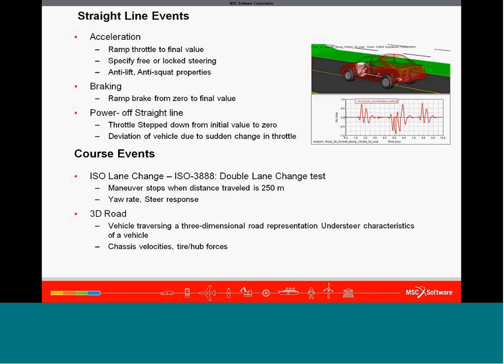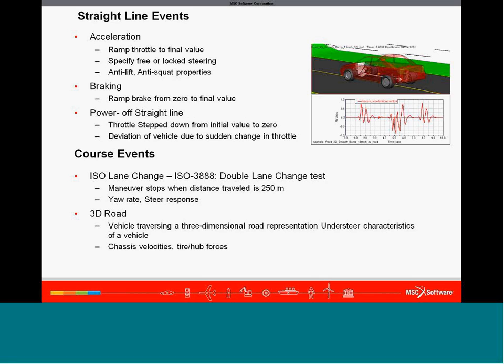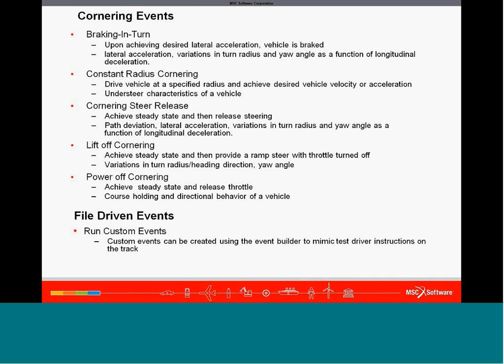You can create what we call 3D roads, which have basically an X, Y, and Z spline, and you can use that to drive the vehicle as well as steer the vehicle over. So this can be used, say a 3D road example can be used to model a parking lot ramp. Then you have cornering events, constant radius cornering, understeer characteristics of the vehicle, etc.